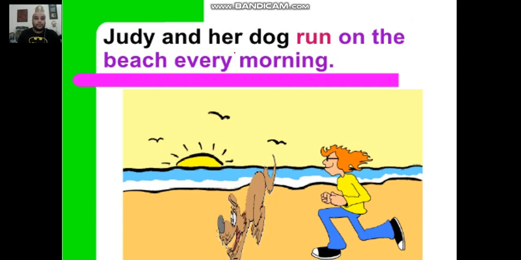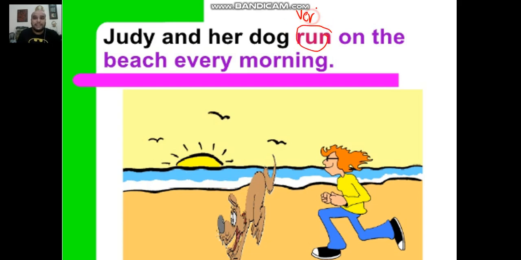Here we have: Judy and her dog run on the beach every morning. The key word in each sentence to identify the subject and the predicate is to find the verb. And the verb is the action in the sentence. What is the action in this sentence? Judy is the action? It's not. Her dog is the action? No, it's not. On the beach every morning? It's not an action. Run, exactly. So run is the verb.